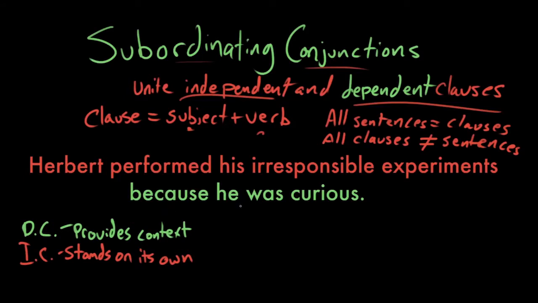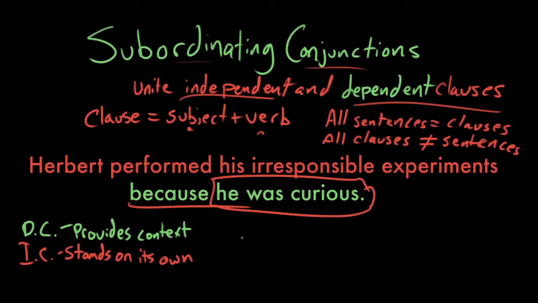Now, we know that because he was curious is the dependent clause because it explains more of why Herbert did what he did. It is explaining the reason for his performing irresponsible experiments. But because he was curious on its own doesn't work as a sentence. He was curious does. That's a sentence. But because he was curious asks more questions than it answers. Because he was curious, what? If a clause causes you to ask, yeah, so what? Then it's probably a dependent clause.